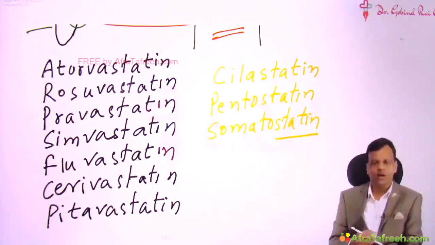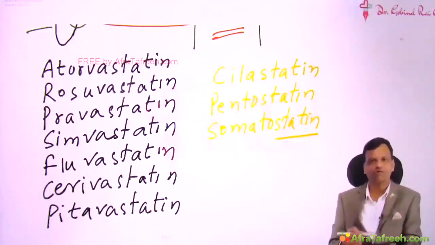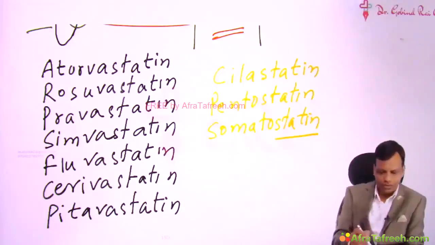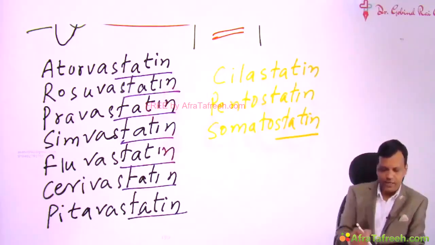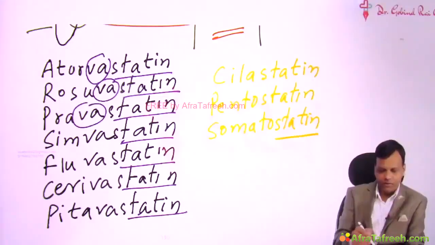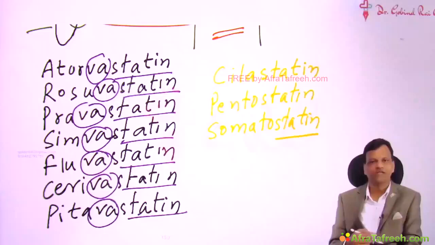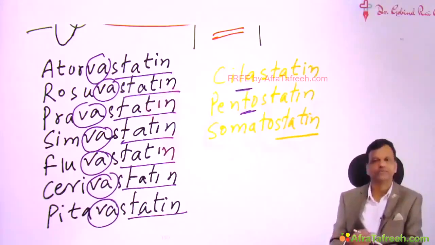So an MCQ asked is, all of the following are HMG-CoA reductase inhibitors except, and they will give all four in the options. So you need to identify which one is actually a statin and which is not. You can answer if you look at the names carefully. All these statins, before the statin, the name contains Va. So remember, a statin is a statin only if it is vastatin. If it is not ending with vastatin, it is not a statin. Like this is a lastatin, this is a tostatin. So it must be ending with vastatin.